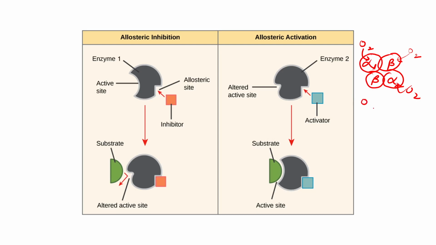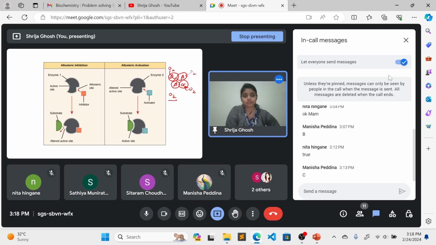So what is the small molecule that is binding? That is oxygen. It binds to an allosteric site of the hemoglobin. Once oxygen is bound to hemoglobin, it can perform its function. Okay, is this clear?